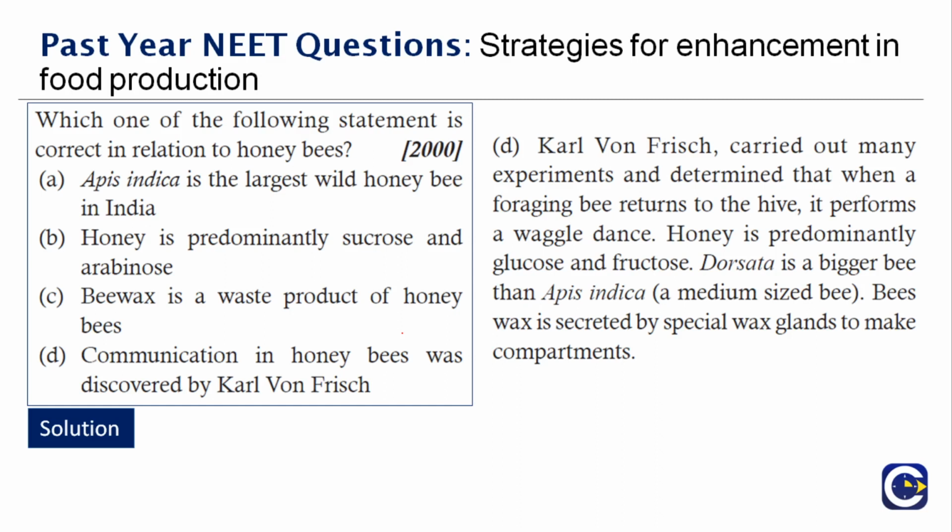Honey is predominantly glucose and fructose. You do not have sucrose and albinose. Apis dorsata is a bigger bee than Apis indica, so Apis indica is medium size. Therefore, the first two options are wrong.